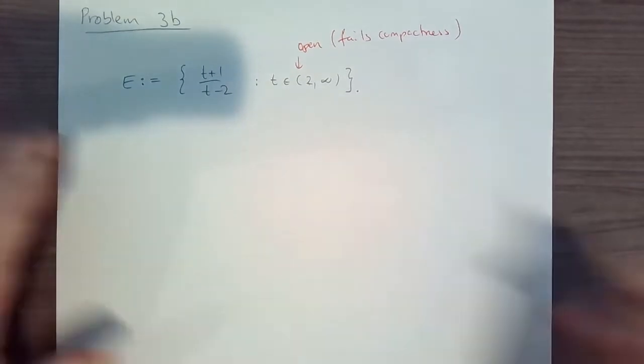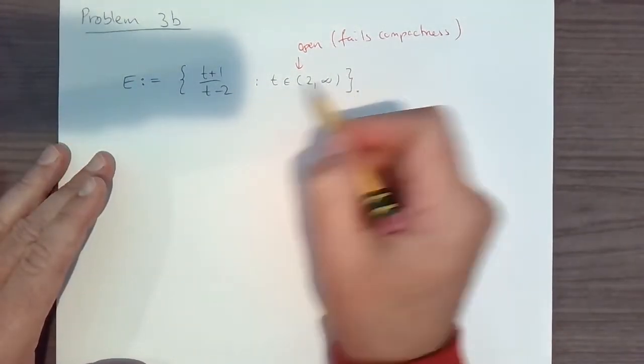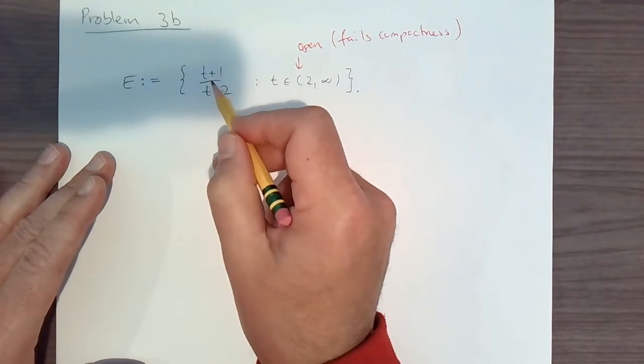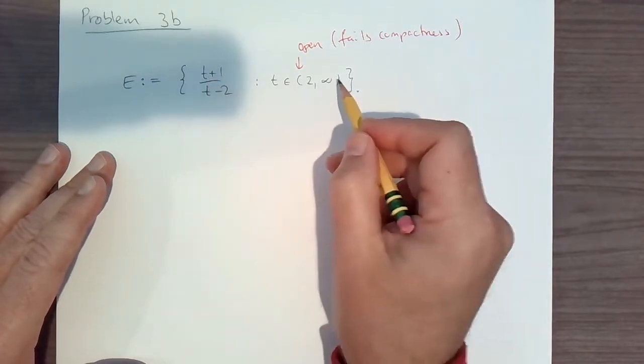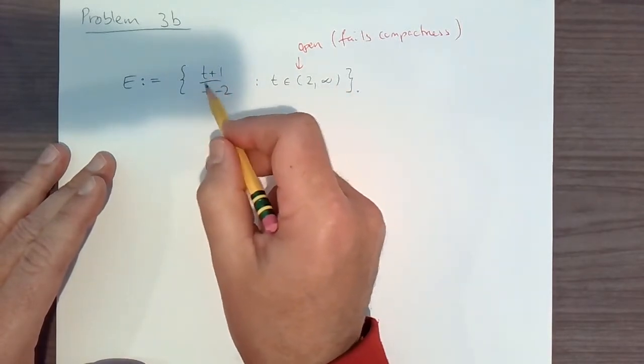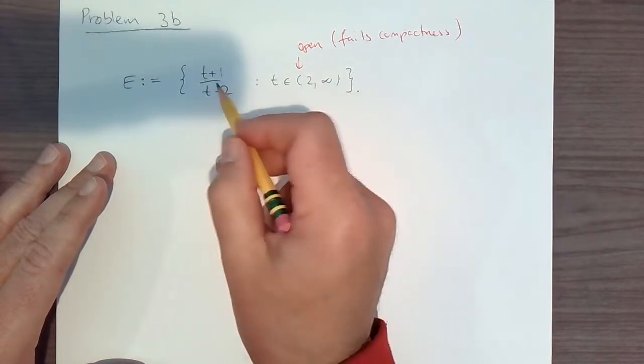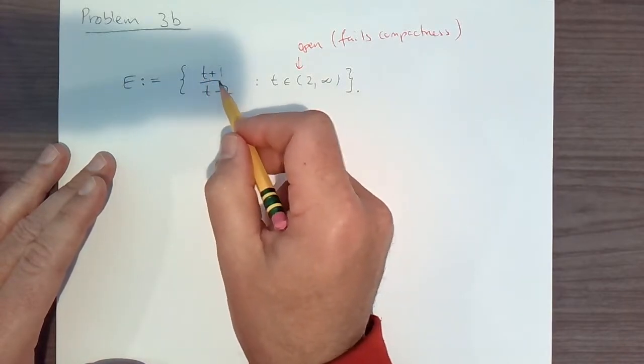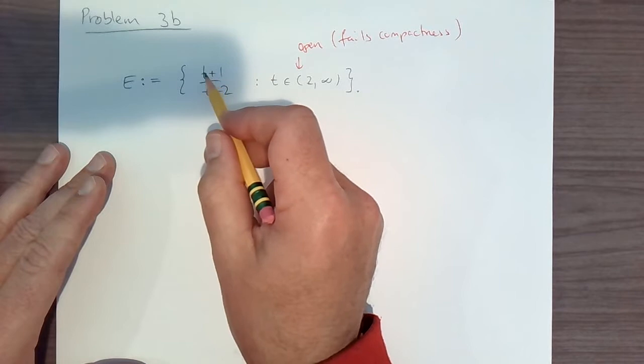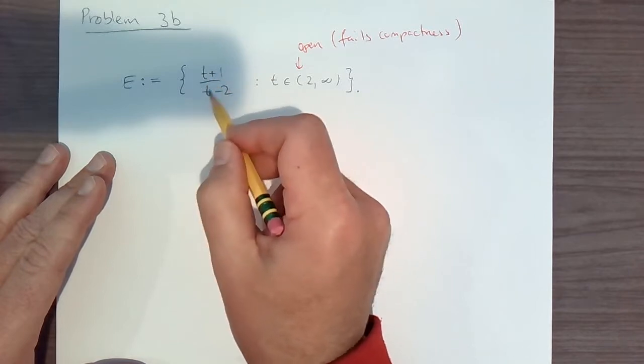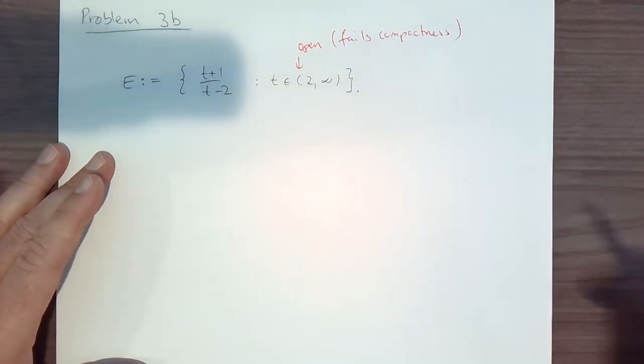So what happens out in infinity? Well, out in infinity, we're having a t over t situation. So a t over t situation will be converging to 1, because L'Hôpital's rule tells you that the derivative of t is 1 divided by the derivative of t, which is still 1. So the limit is going to be 1 over 1.